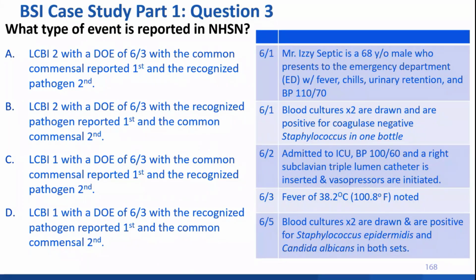commensal reported second. C, an LCBI1 with the date of event of 6-3 with the common commensal reported first and the recognized pathogen second. Or D, an LCBI1 with a date of event of 6-3 with the recognized pathogen reported first and the common commensal second. I'm going to give you a few extra seconds as this is a little bit of a complicated question. Put your answers in the chat.